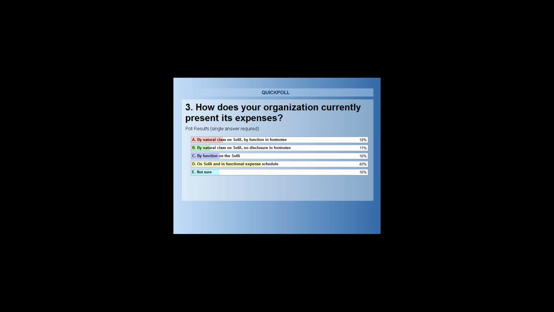Thanks, Debbie. So I'm actually a little bit surprised on that one because most of the clients I work with, we don't necessarily have a separate functional expense schedule, but at any rate, you can see there's a lot of diversity here. Organizations are reporting their expenses differently.